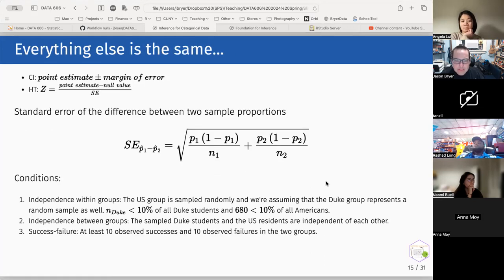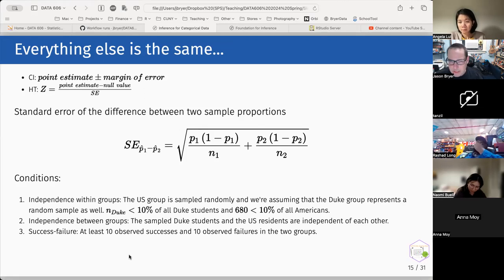Not a whole lot different here, other than we need to account for the fact that we have two sets of proportions because we have two groups. So the standard error estimate is going to be a little bit different. We're still using success times failure, but we need to do it for both groups, add them together and take the square root. So this gives us the standard deviation of the sampling distribution for two proportions. In terms of conditions, we'll start with number 3, success-failure: we need at least 10 successes and failures in all the groups. Not a problem here.